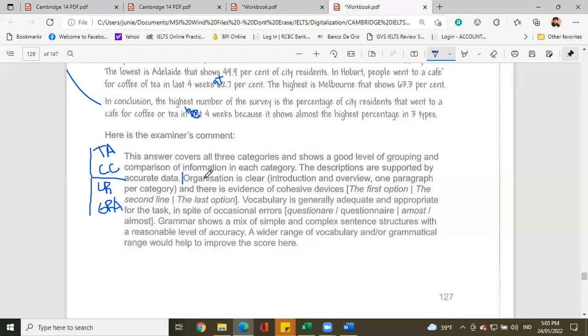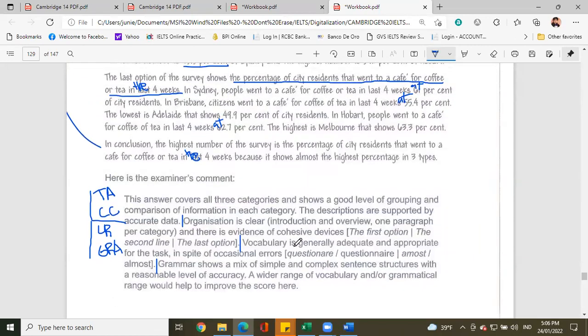Ito, this is the overview. Organization is clear, introduction and overview, 1 paragraph per category, and there's evidence of cohesive devices. The first option, the second line, the last option. Yun. Dito siya sa language papalya, guys. Vocabulary is generally adequate and appropriate for the task in spite of occasional errors. Questionnaire, almost. Okay. And then grammar. Grammar shows a mix of simple and complex sentence structures with a reasonable level of accuracy. A wider range of vocabulary and or grammatical range would help to improve the score here. Okay. So very easy to understand the band 6.